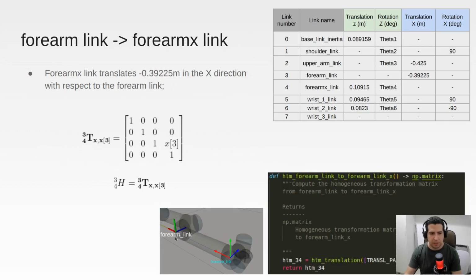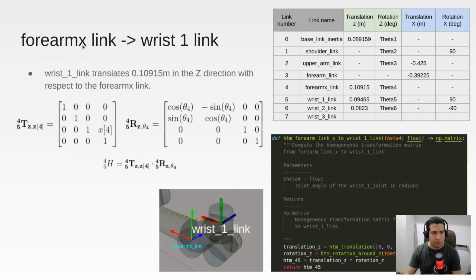Also, from Forearm Link to the Forearm Link X, actually I created this link. It doesn't exist in the URDF file, but I created this to facilitate the understanding of the math that I'm going to present you in the next few slides. From Forearm Link X to ROS1 link, we have a translation by Z4 in the Z direction of the frame Forearm Link X. And also ROS1 link rotates by theta 4 in the Z direction.